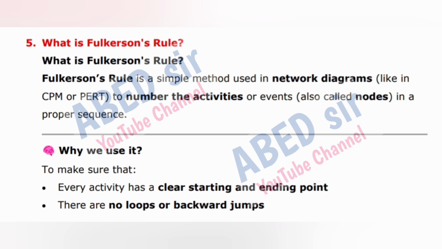Fulkerson's rule is a simple method used in network diagrams, like in CPM or PERT, to number the activities or events, also called nodes, in a proper sequence. Why do we use it? To make sure that every activity has a clear starting and ending point. There are no loops or backward jumps.